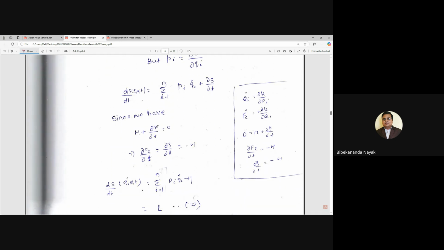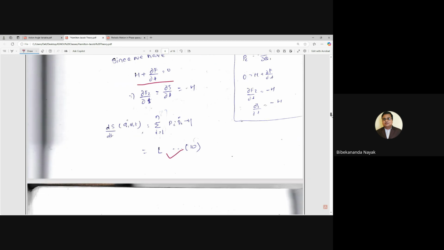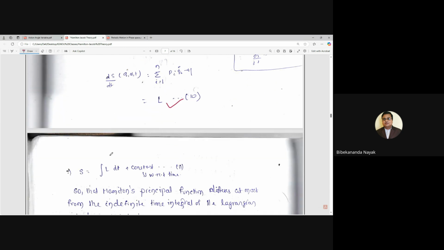But since we have ∂S/∂t + H = 0, ∂F2/∂t is equal to minus H, which is the same as ∂S/∂t. So ∂S/∂t, you can write here as minus H. So dS/dt is equal to the sum of p_i q_i dot minus H. But this quantity is your Lagrangian. We already know that. So dS/dt is the Lagrangian. So you can say S is equal to the integration of L dt plus a constant.